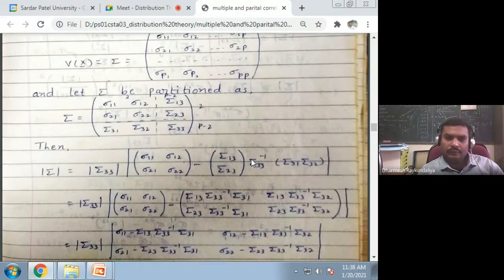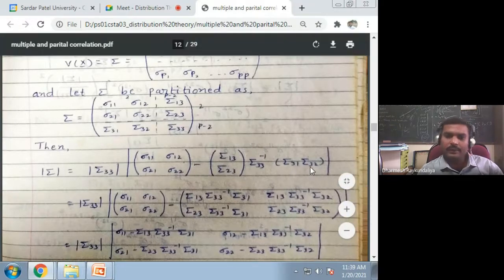Now if I ask what sigma is, you say this is called A, this is called B, this is called C, and this is called D. So what is that formula? Determinant of D. Then you write the matrix A, so A is nothing but this minus B. What is B? You say sigma 1 3, sigma 2 3 is B. Then the inverse, that is sigma 3 3 inverse, and again you can write C, that is sigma 3 1, sigma 3 2.